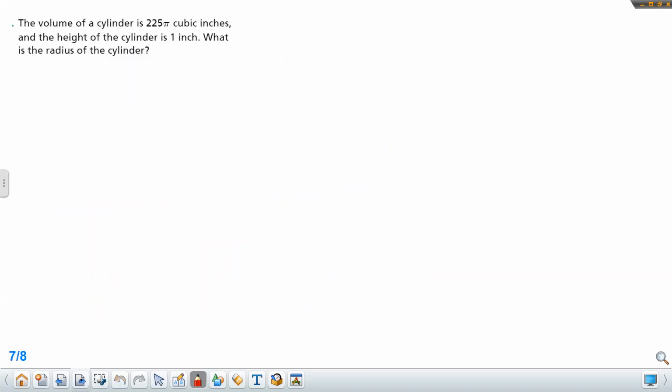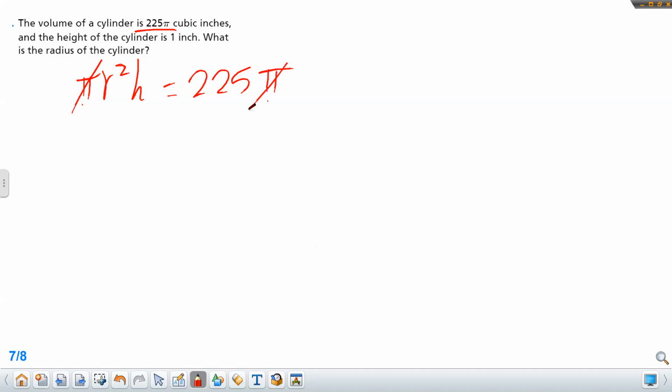The volume of a cylinder is 225 pi cubic inches, and the height of the cylinder is 1 inch. What's the radius of the cylinder? Okay, first, you have the volume. What's the rule of the volume? Pi r square height. So if the volume equals 225 pi, we can say pi r square height equals 225 pi. Then you notice that here you have pi on both sides, so we can cancel them.